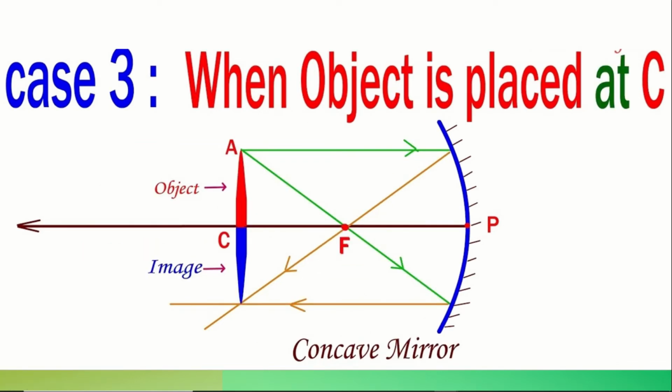Moving on to the third case, that is when the object is placed at C. Here in the diagram you can see a red shaded object. This is the object which is placed at the center of curvature. So from this object, two light rays are passing. One is parallel to the principal axis and the other is moving on to the principal focus.